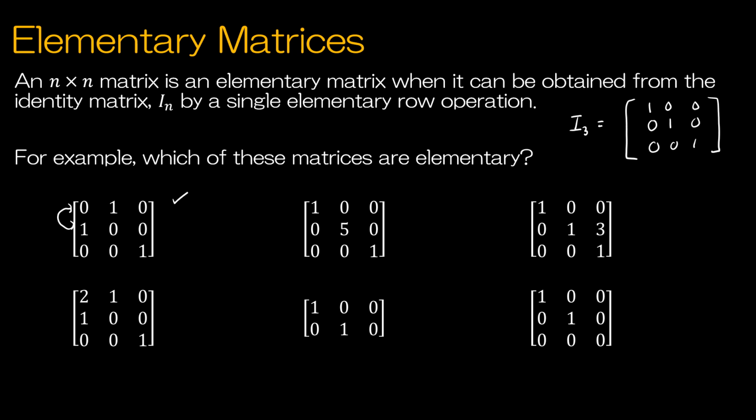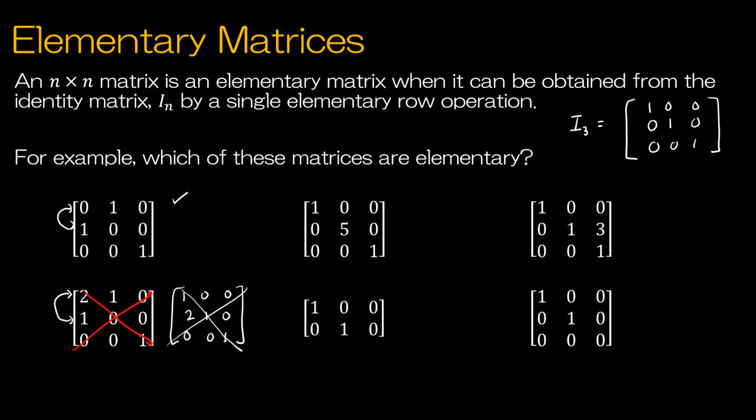Let's look at the one just beneath it. This is in the correct space, 0 0 1 for the third row. 1 0 0 would have to swap, but the problem is if I swapped, I would end up with 1 0 0, 0 0 1, and in the middle 2 1 0. So I could do one row operation, but it wouldn't get me back to the identity. So this one is not an elementary matrix because it would take more than one step.